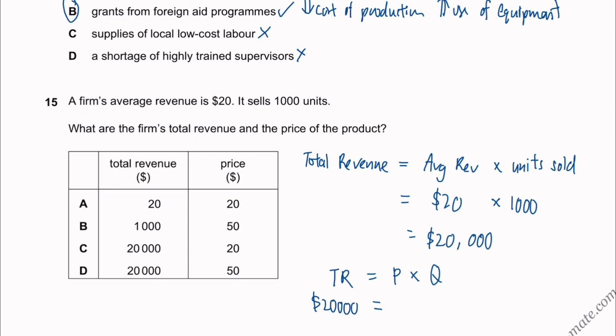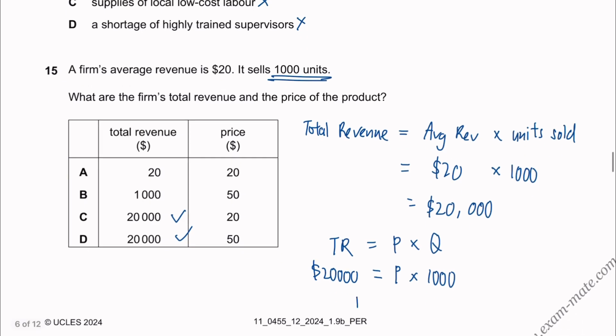And then total revenue also equals price times quantity. So your total revenue is 20,000. Now you need to find what's your price. Okay, this one is correct, total revenue. What's your price? And you have quantity sold 1,000. So you just work it out. 20,000 divided by 1,000 is $20. So this is correct.